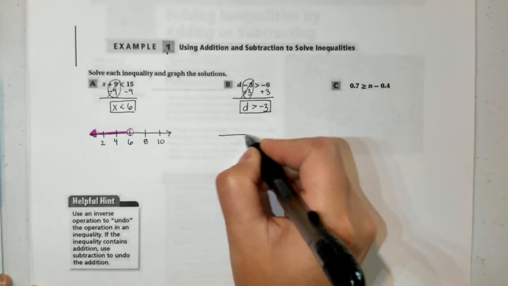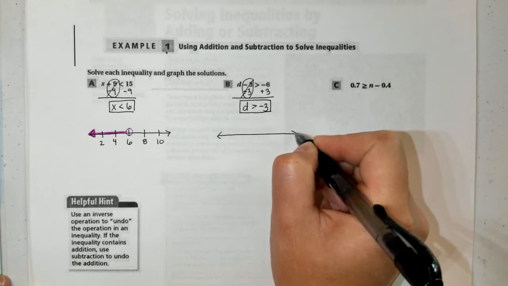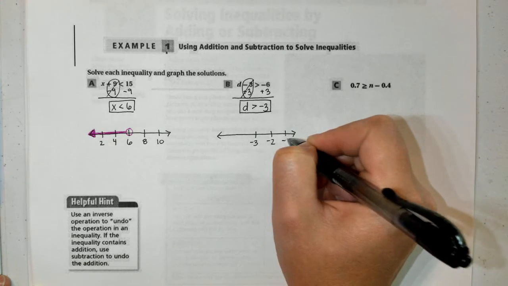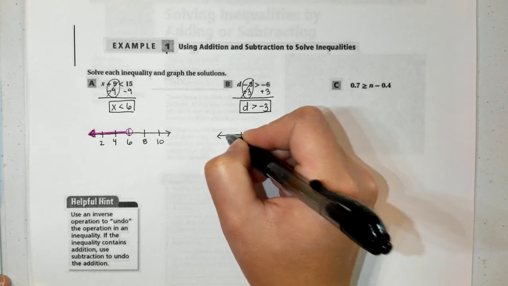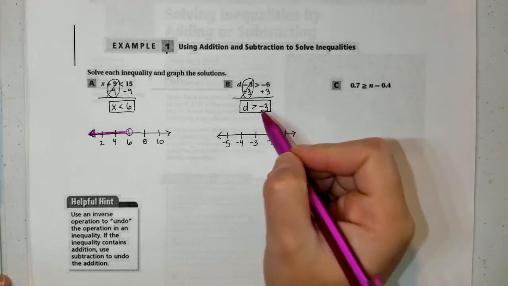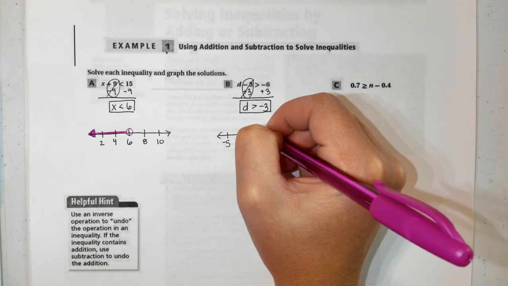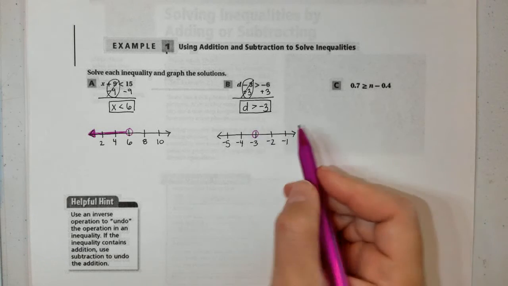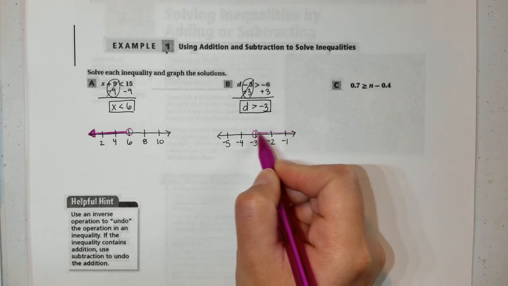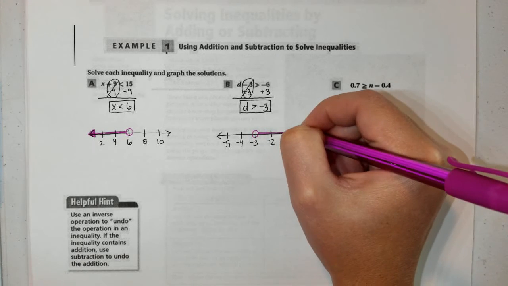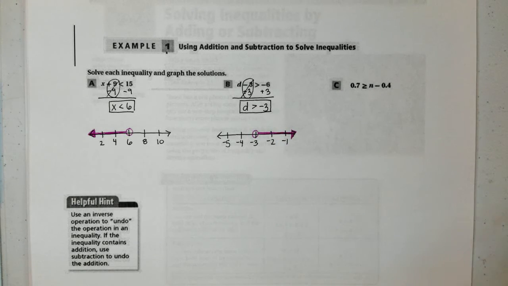Now I'm going to go ahead and graph it. So I have negative 3, negative 2, negative 1, negative 4, negative 5. I have strictly greater than, so I'm going to have an open dot at negative 3. Since it's greater than, negative 2 and negative 1 are greater than negative 3, so I shade to the right. And then I draw my arrow. So that is what your graph would look like for B.